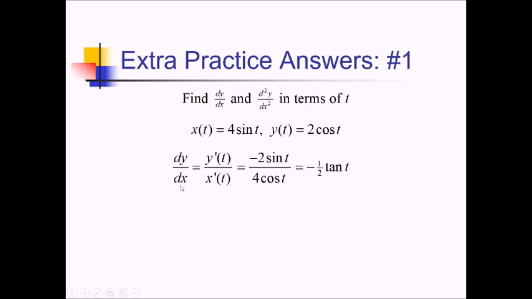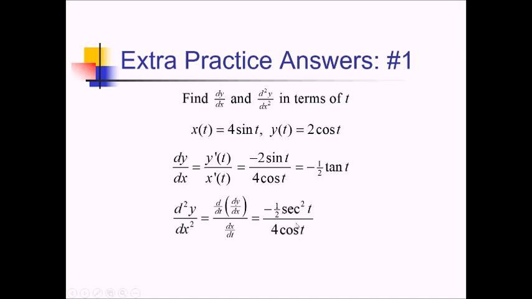Now to take the second derivative, I need the derivative of dy over dx in terms of t. So derivative of this thing. But I also need to divide by dx over dt, x prime, in order to get rid of the dt and also square the dx. So derivative of negative 1/2 tan of t, that's going to be negative 1/2 secant squared of t. Downstairs, we're just dividing by x prime again, so 4 cosine of t.